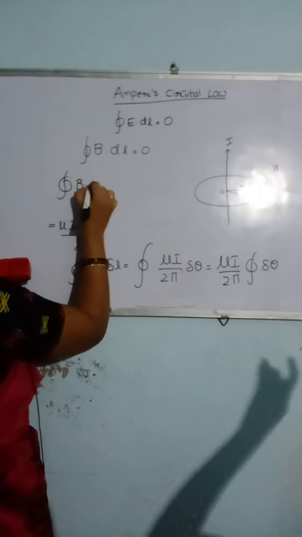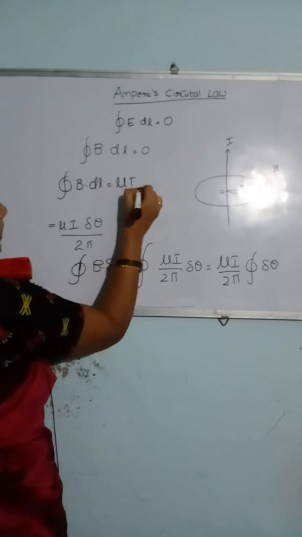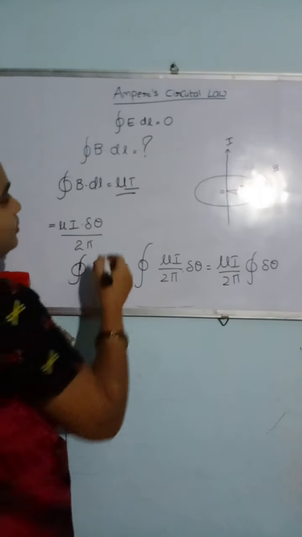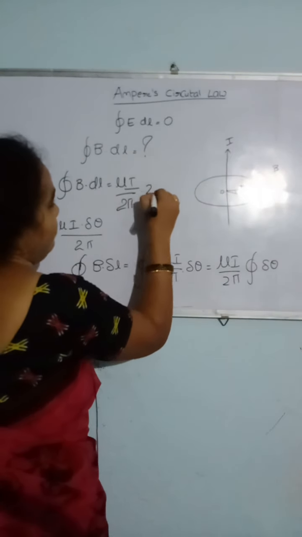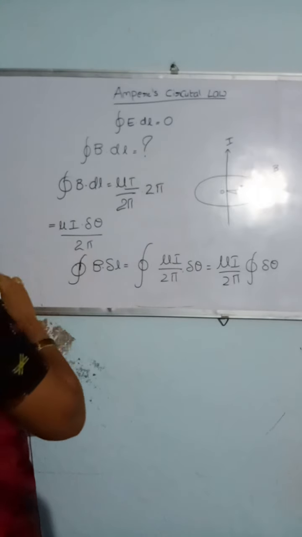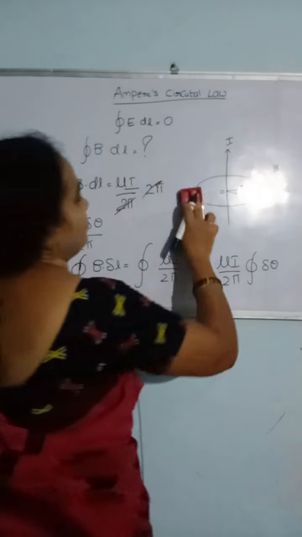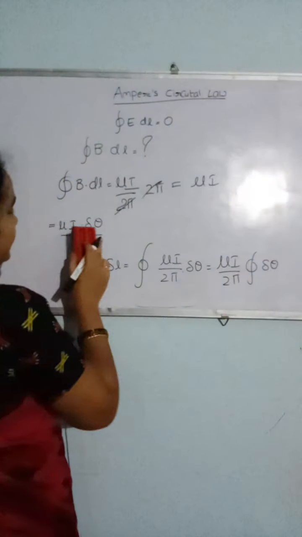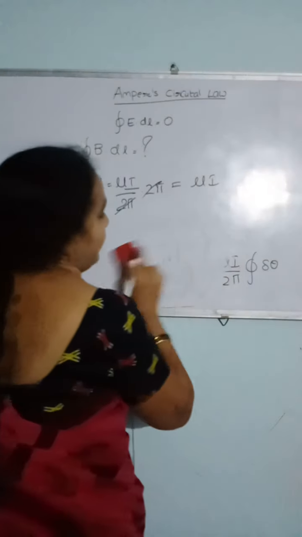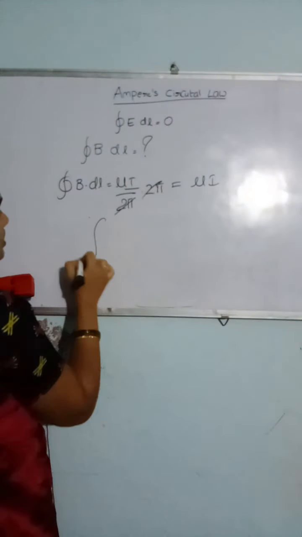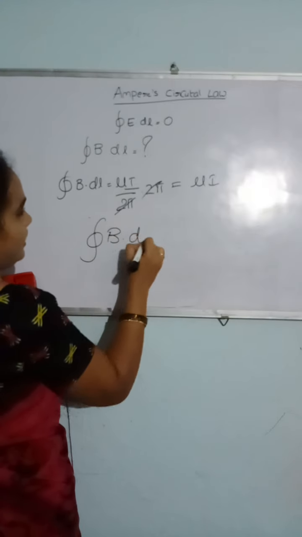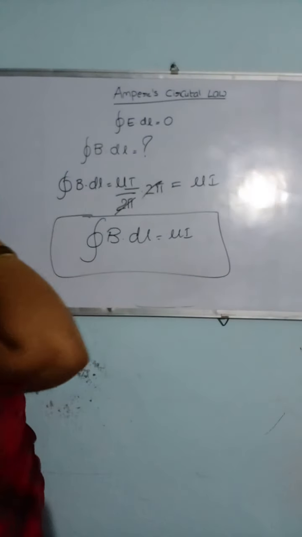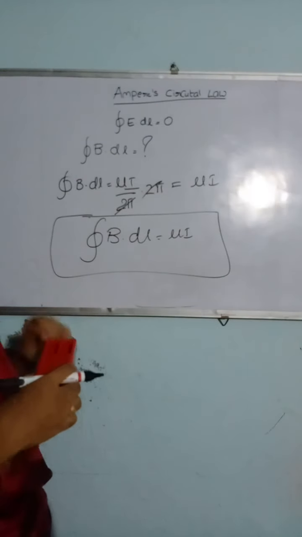So the closed integral of B dot dl is equal to mu I by 2 pi into 2 pi. Here 2 pi gets cancelled. We get mu I. So this is Ampere's circuital law: the closed integral of B dot dl is equal to mu I is Ampere's circuital law in magnetostatics. This is the total derivation.